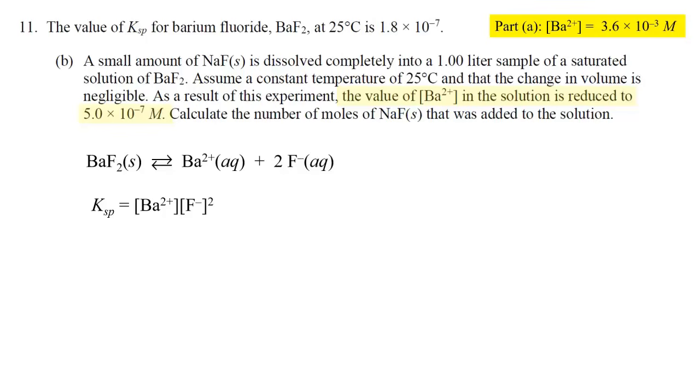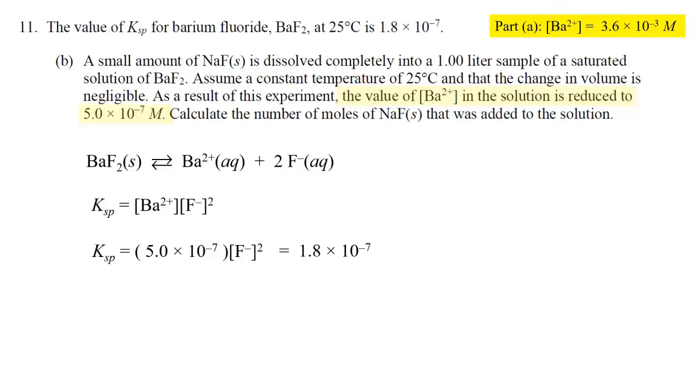So in part B, we have to calculate the number of moles of solid sodium fluoride that was added to the solution. So what we're going to do is put in the value for the concentration of barium, 5.0 times 10 to the negative 7, but we don't know the concentration of the fluoride ion. All we know is that most likely the fluoride ion has been increased, which is causing this decrease in the concentration of barium. Let's go ahead and solve for the concentration of the fluoride ion after this change has occurred.